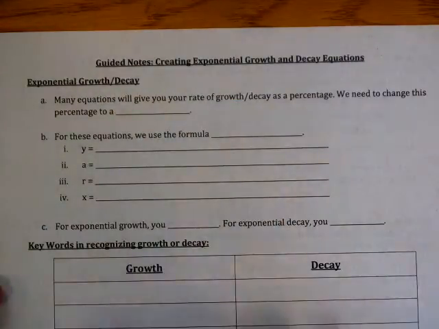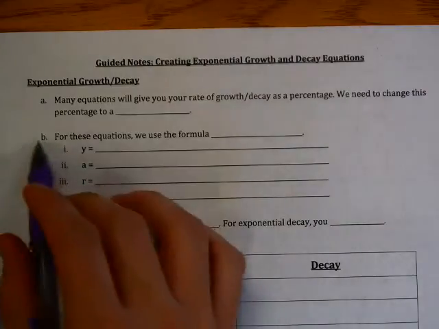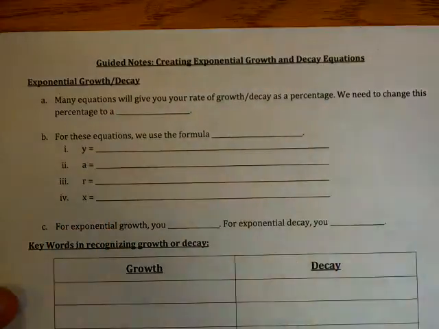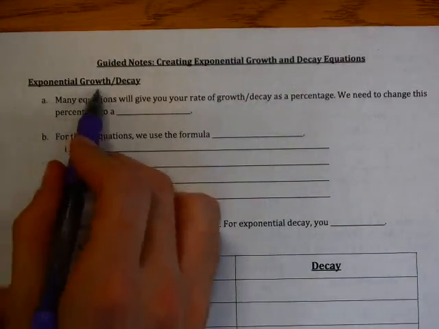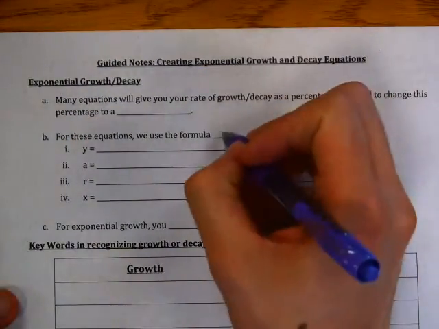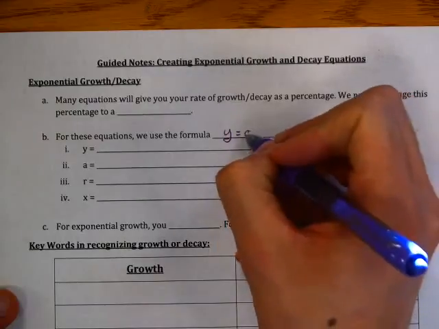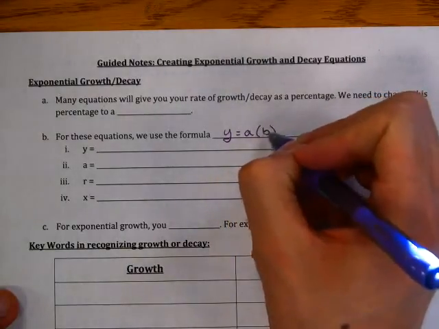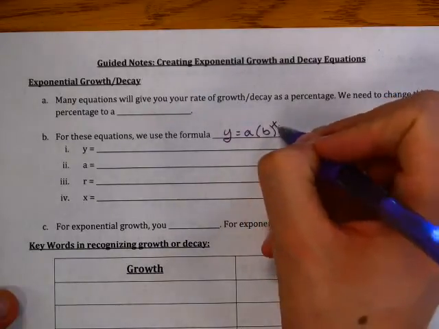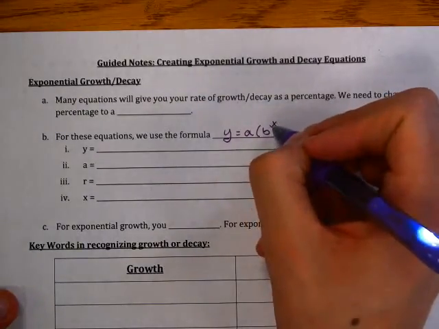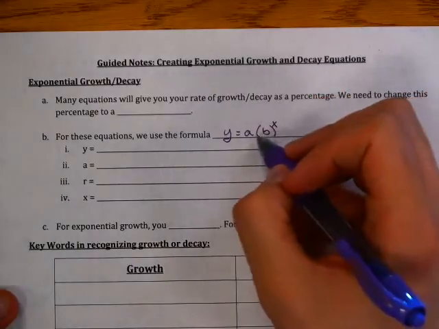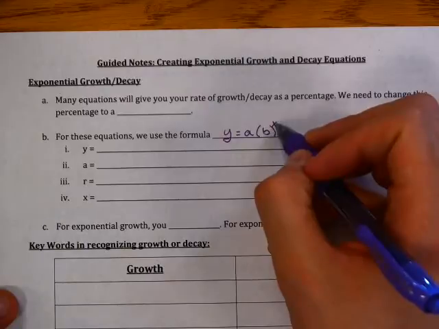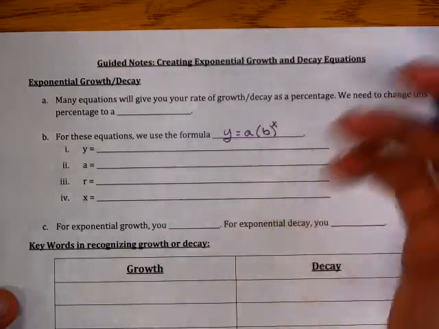Alright, so to fill out these notes, I want you first to know this. I'm going to start with B, because you need to know the standard equation for exponential growth and decay. The standard equation is y equals a, that's our coefficient, b, that's the base of our exponential, or the exponent portion of this formula. So y equals a times b to the x power. Now b is the only thing raised to that exponential power.